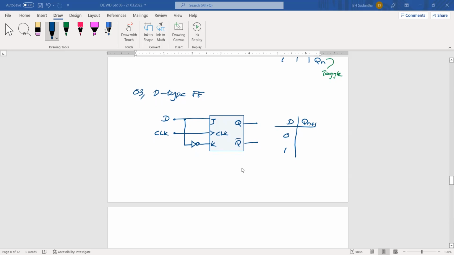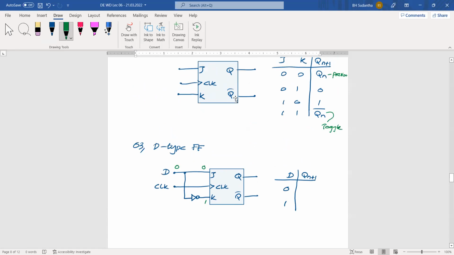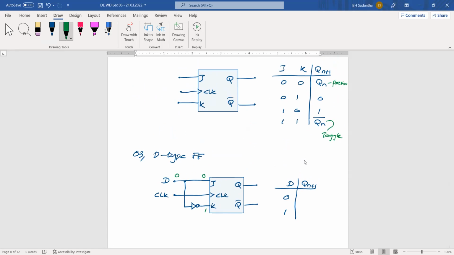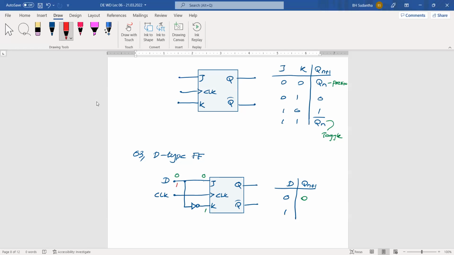Okay, then what is the output value here? When D is 0, J is 0 and K is 1. When J is 0, K is 1, what is the output value? It's 0. Okay, then when D is 1, that means J is 1, K is 0. Then J 1, K 0, what is the output? It's 1. Okay. Then when you give 0 to the D type flip-flop, output will be 0. When you give 1, output will be 1.